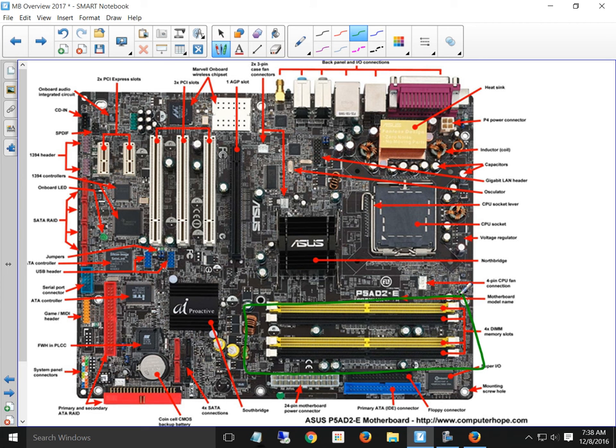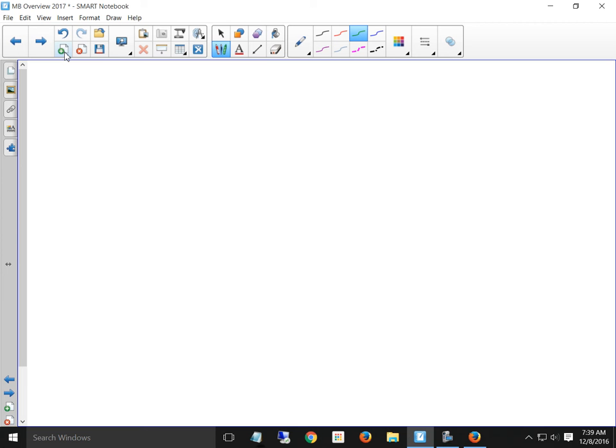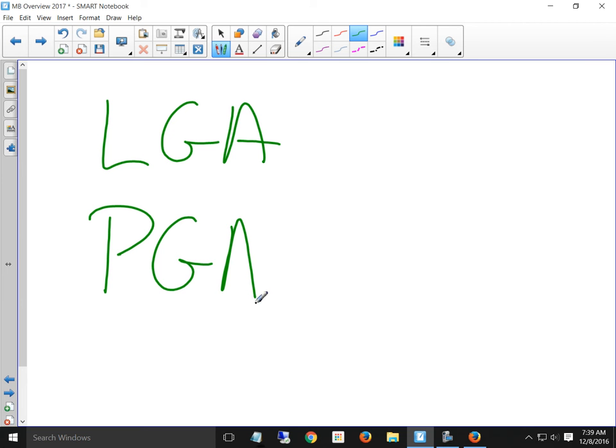So, first thing, we've got CPU sockets, and we've got 2 kinds of CPU sockets. And what are our 2 kinds of CPU sockets? LGA. Okay, we've got LGA, and we've got PGA sockets. Okay, and LGA stands for Land Grid Array, and PGA stands for Pin Grid Array. Okay, so the LGA socket is most commonly used by what manufacturer? Intel. Okay, and you'll see questions about that on the test.